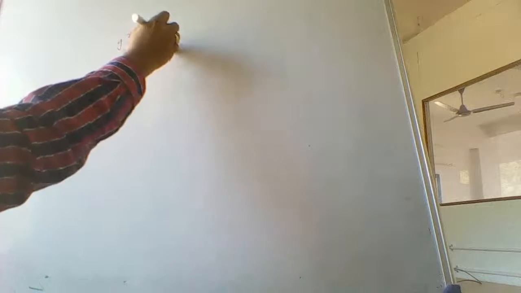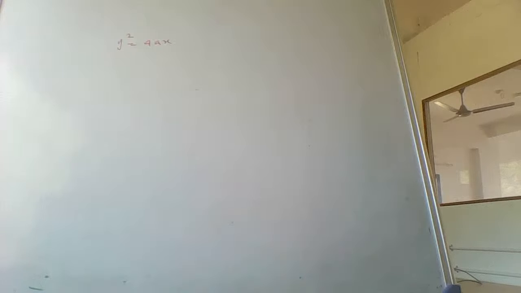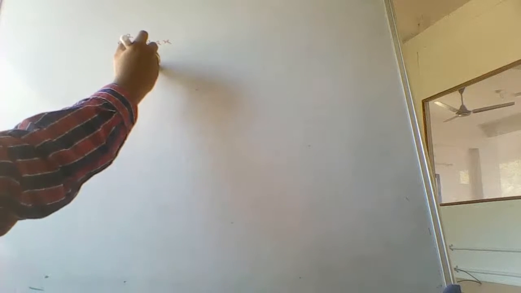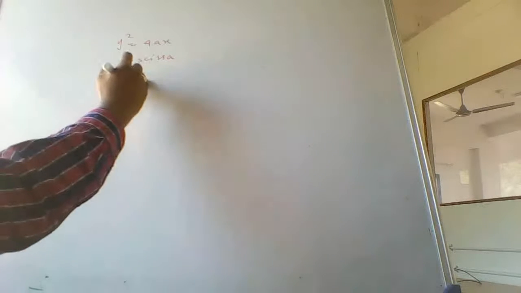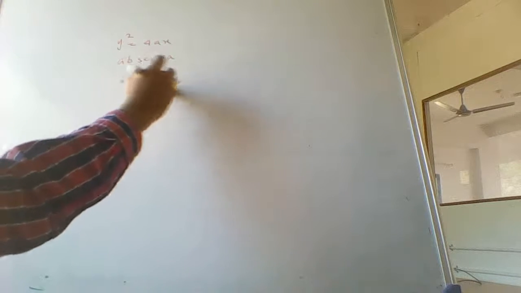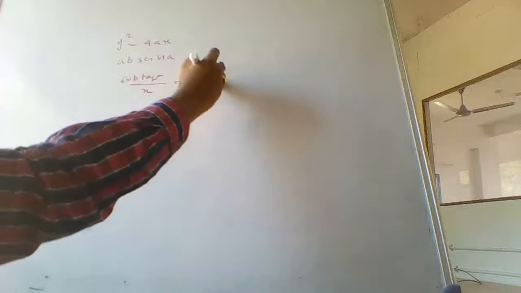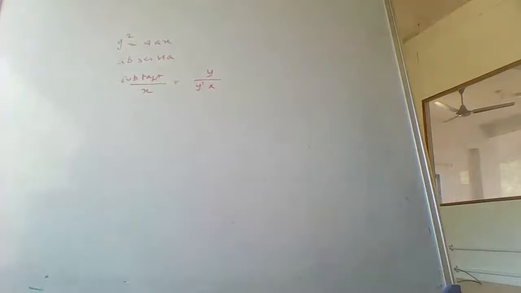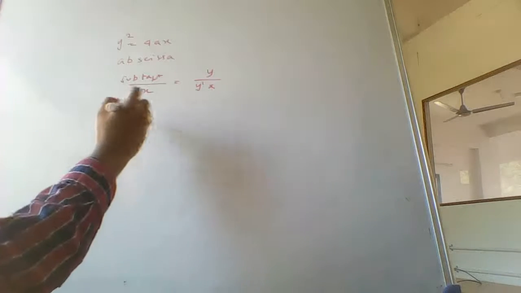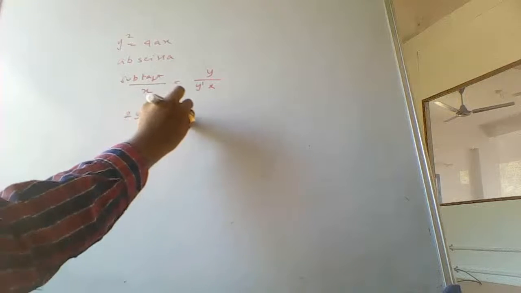Let us find, for the parabola y square is equal to 4ax, the ratio of the subtangent to the abscissa. So what is this? Let us find this. Now the formula corresponding to that will be subtangent divided by x, which is equal to y divided by y dash into x. So that would be 2 times that of y dash, which is 4a.